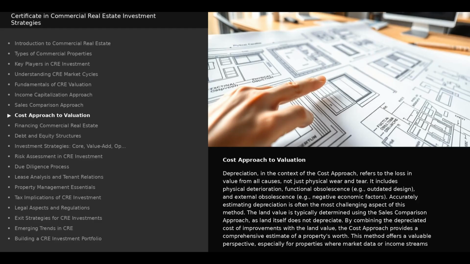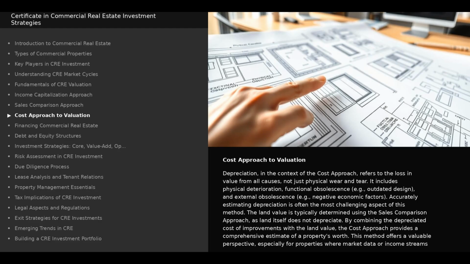Depreciation in the context of the cost approach refers to the loss in value from all causes, not just physical wear and tear. It includes physical deterioration, functional obsolescence, for example, outdated design, and external obsolescence, for example, negative economic factors. Accurately estimating depreciation is often the most challenging aspect of this method.